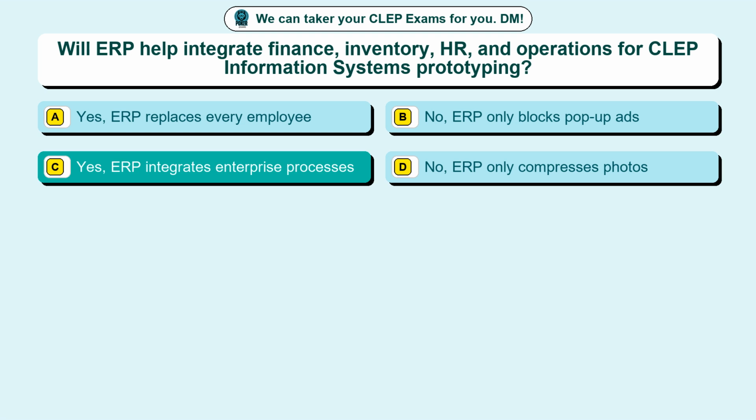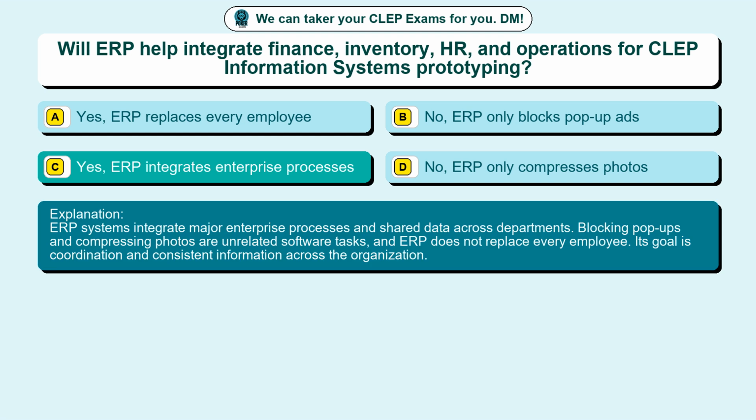The correct answer is option C. Yes, ERP integrates enterprise processes. ERP systems integrate major enterprise processes and shared data across departments. Blocking pop-ups and compressing photos are unrelated software tasks, and ERP does not replace every employee. Its goal is coordination and consistent information across the organization.